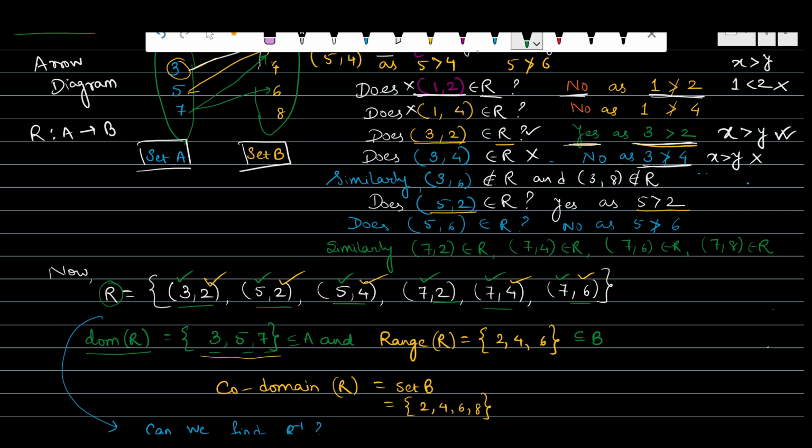As we have discussed, if asked about the codomain, the codomain is always the set B, which is {2, 4, 6, 8}.